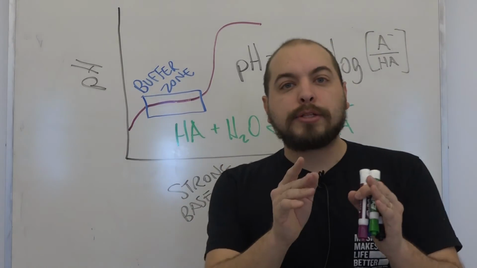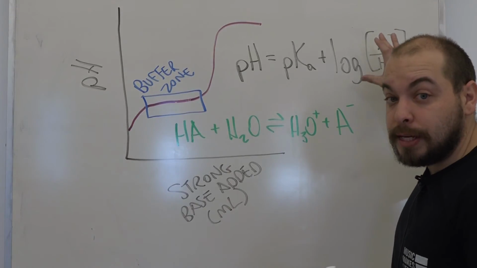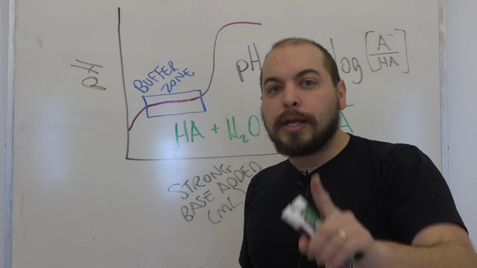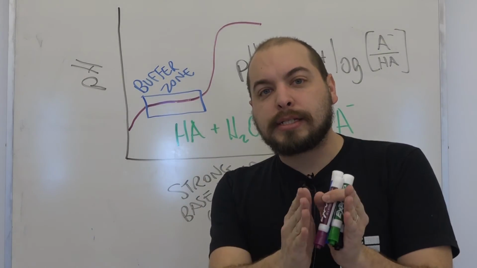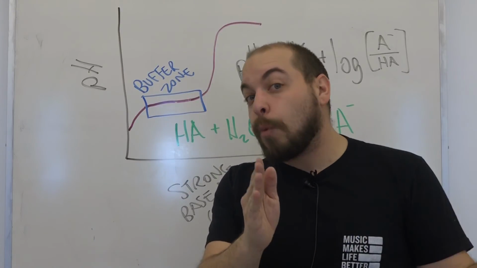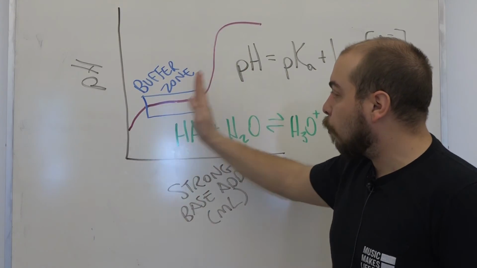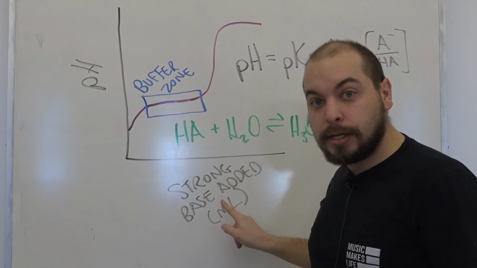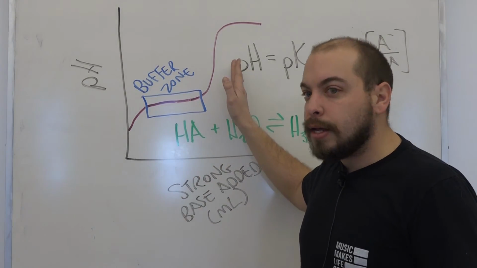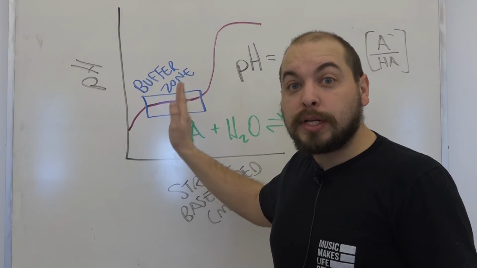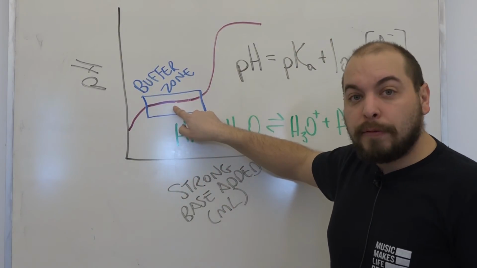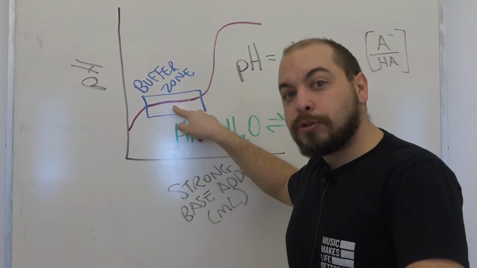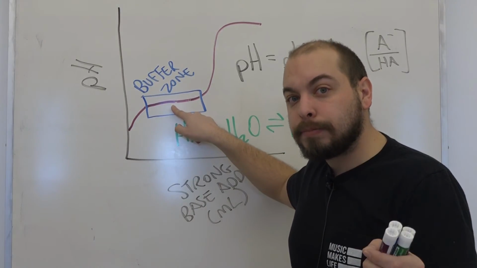There are a couple of ways we can get to equal concentrations of each. Way number one is we can take a weak acid and titrate it halfway. That means we go halfway to the titration point. So in other words, if it takes 10 milliliters of strong base to neutralize that acid, that means 5 milliliters of the strong base would get it halfway. That's our buffering zone. Halfway to the titration point is pKa.